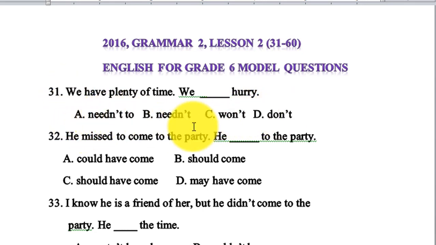Needn't, will not, and don't. Some two distractors are necessity verbs. The rest is prediction, and this one is a kind of action verb. So here, to answer the question, you depend on the given statement here.